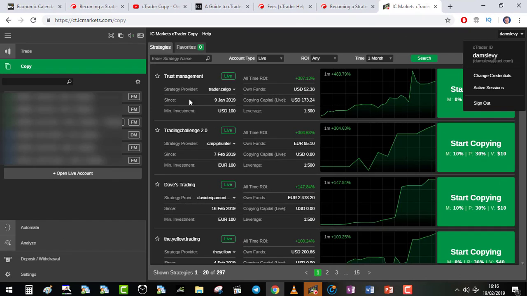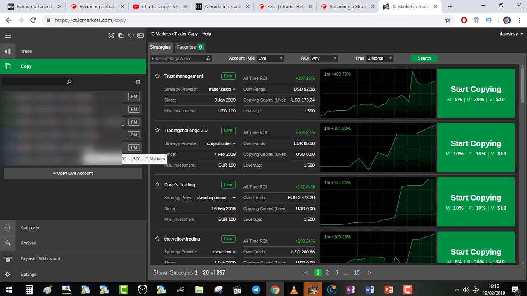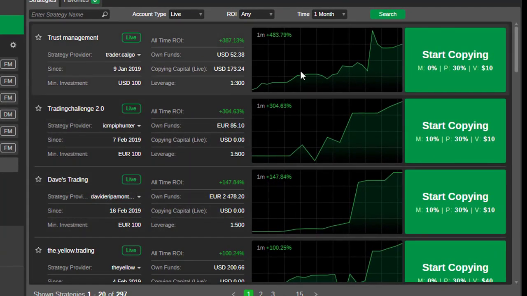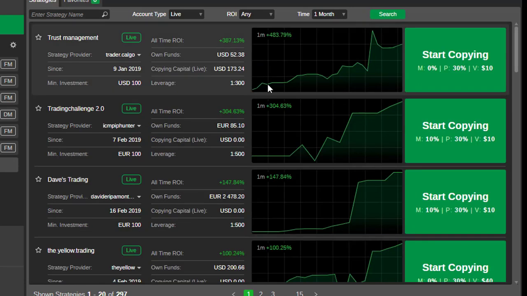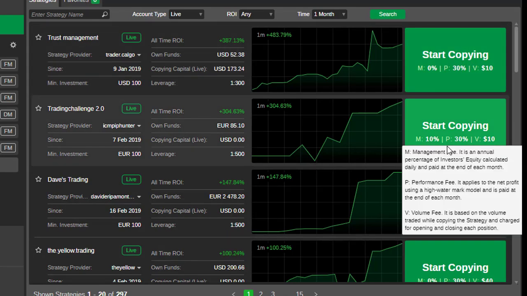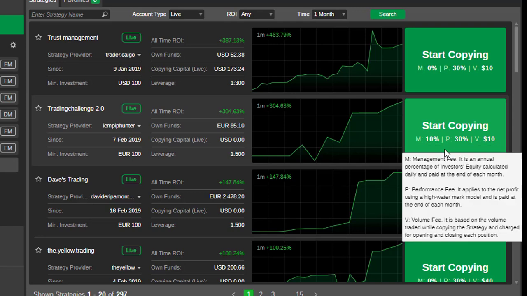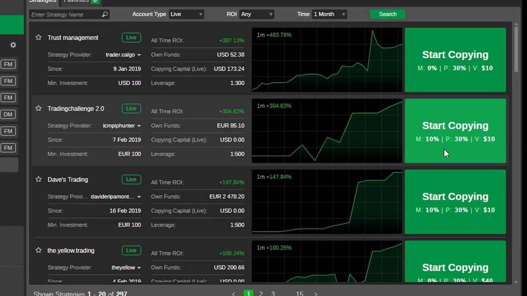So here it goes. On the left side of the screen you have the list of your accounts on cTrader, if you have more than one. And on the right, this big window, you have all the lists of the traders that you can copy. So to start copying, you just have to click here, start copying right here. And I will select this one because there are different types of payment that I will explain to you.